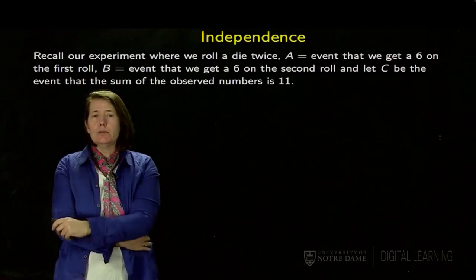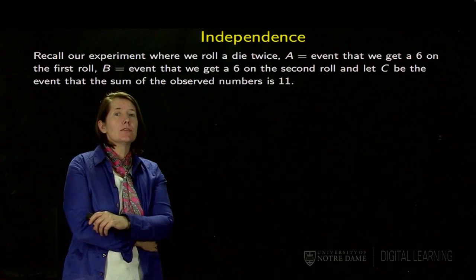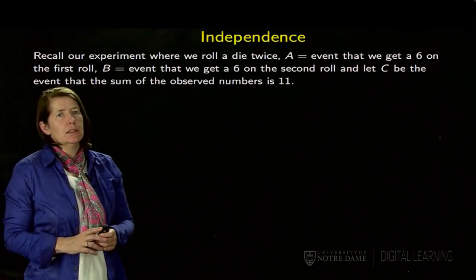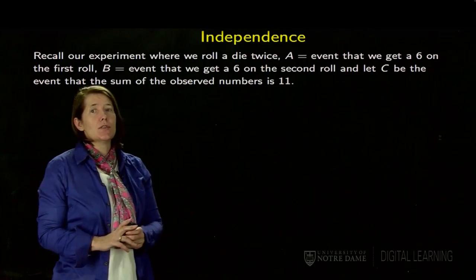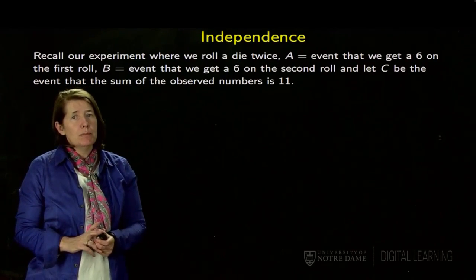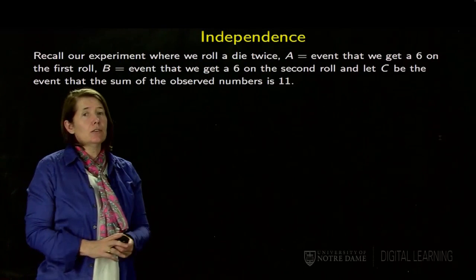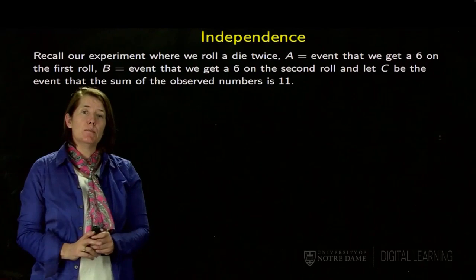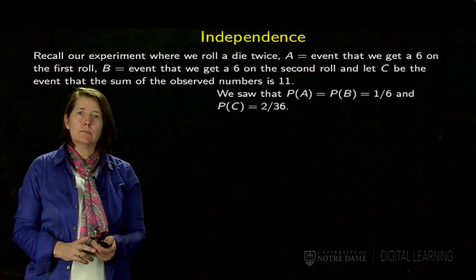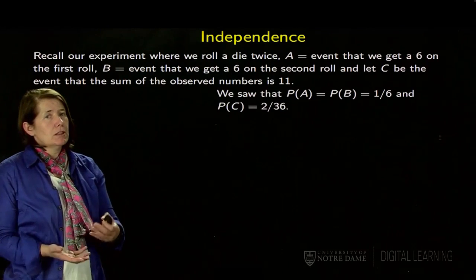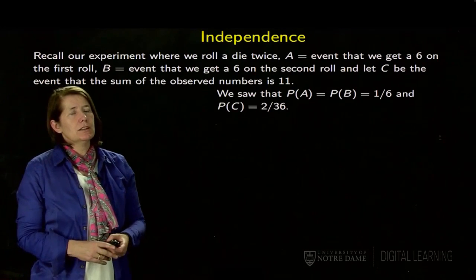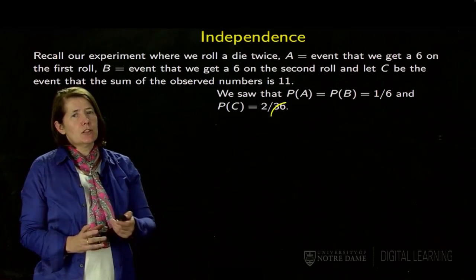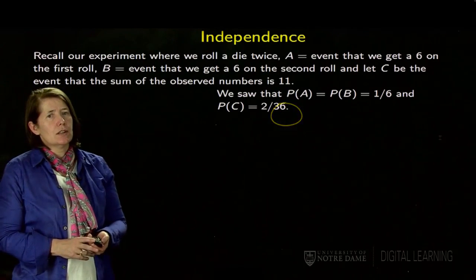We're now ready to think about independence. So remember our experiment where we rolled the die twice, and A was the event that we got a 6 on the first roll, B was the event that we got a 6 in the second roll, and C was the event that the sum of the observed numbers was 11. And remember we had the probability of A is equal to the probability of B, which is 1 over 6, and the probability of C was much smaller. It was 2 over 36.